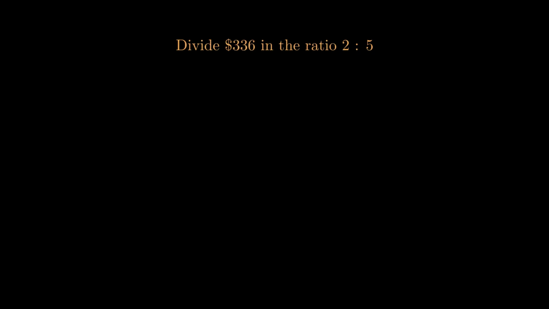Okay, in this video we'll be dividing some given total amount into a target ratio. So here we're trying to divide $336 into the ratio 2:5. Maybe imagine you're splitting a bill between two differently sized families in a restaurant or something like that.